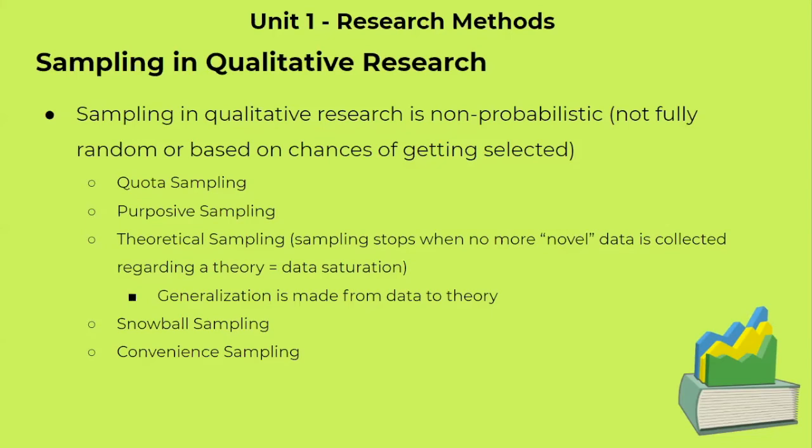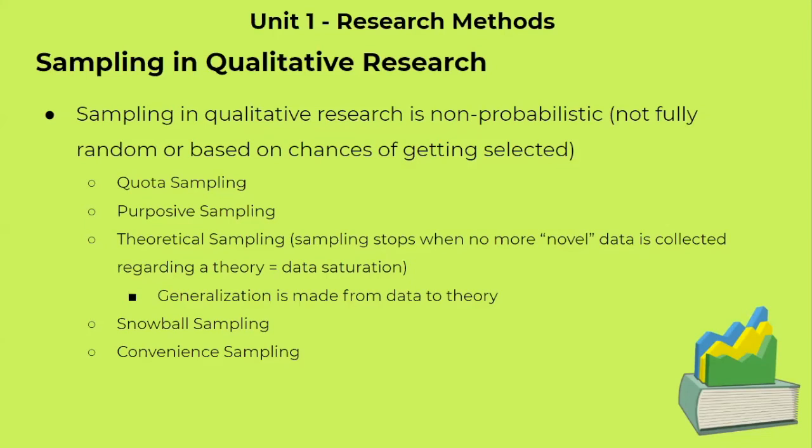Next up is purposive sampling. This is kind of like quota sampling, but you're sampling based on a characteristic. So once you have the sample size and the characteristics fulfilled, you'd stop sampling.